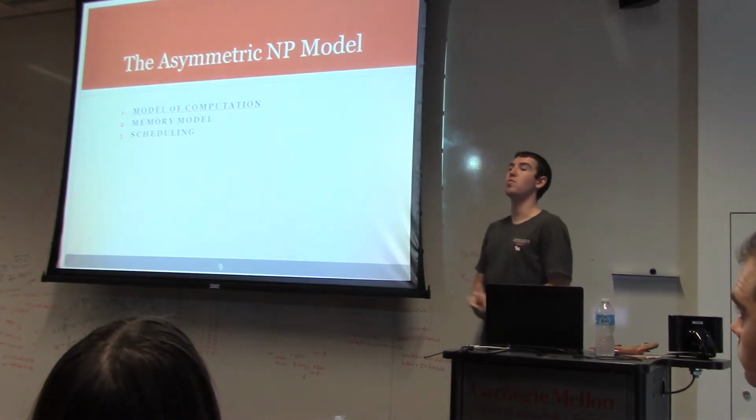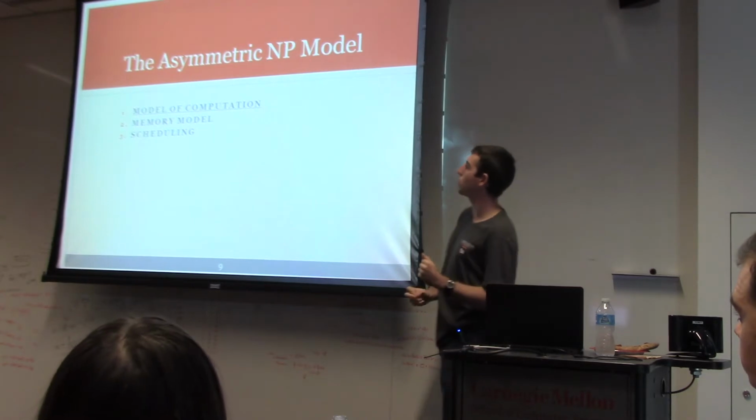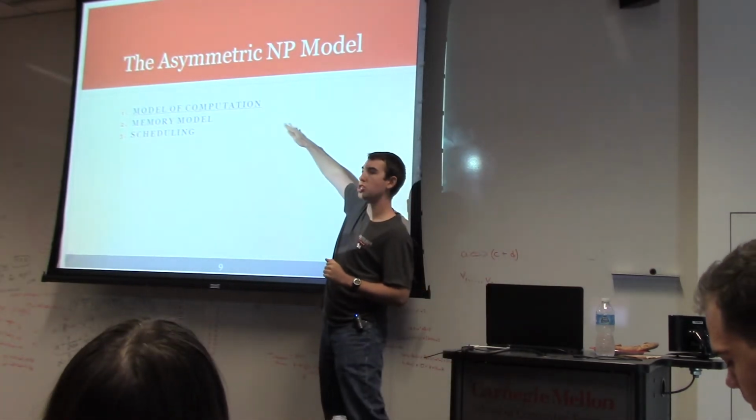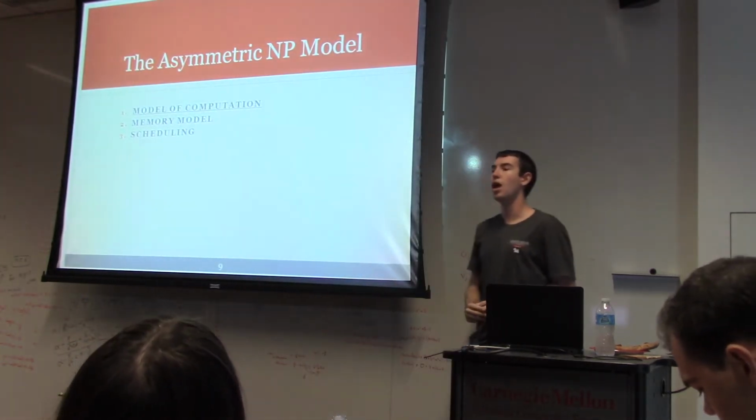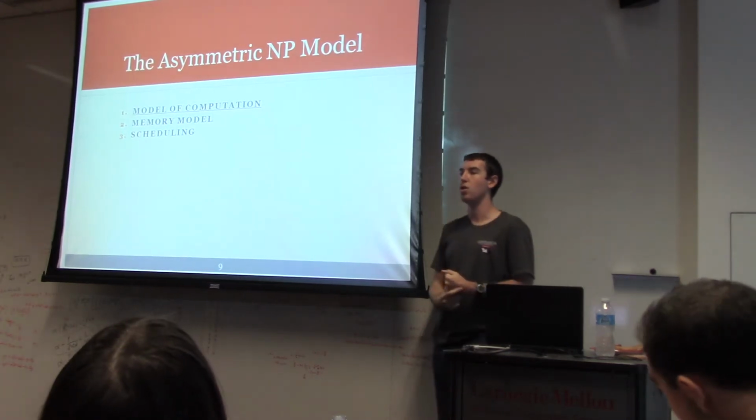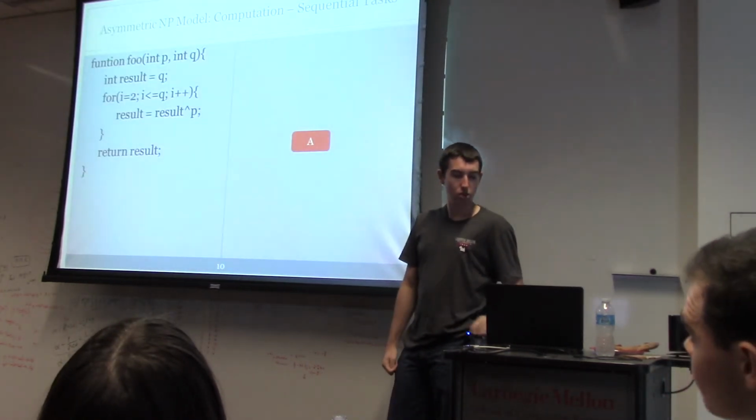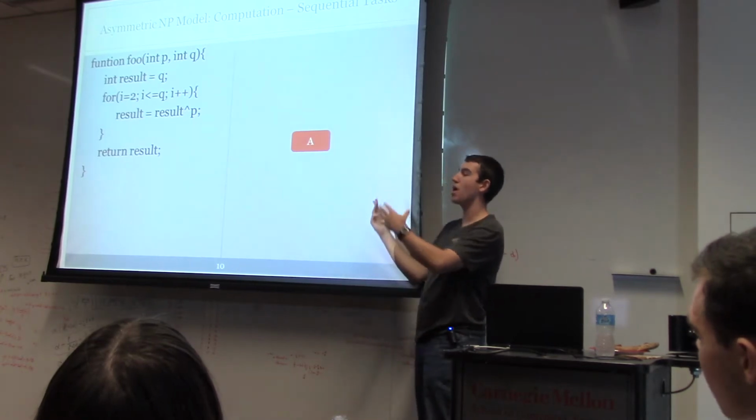So, the asymmetric model. We're going to be breaking this down into 3 parts: our model of computation, our memory model, and how we handle scheduling on the model. So first, we're going to be doing our model of computation.